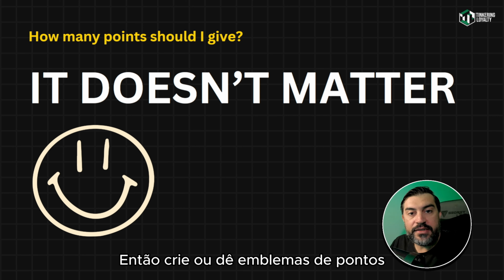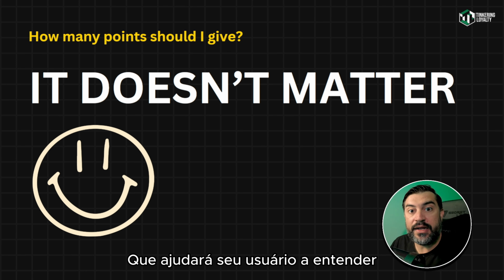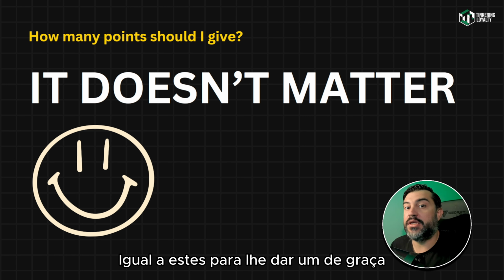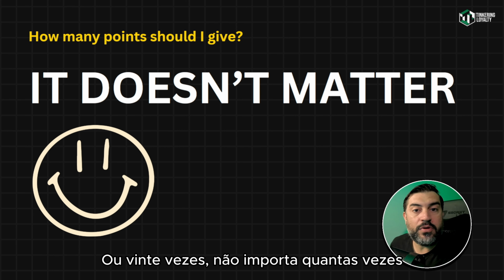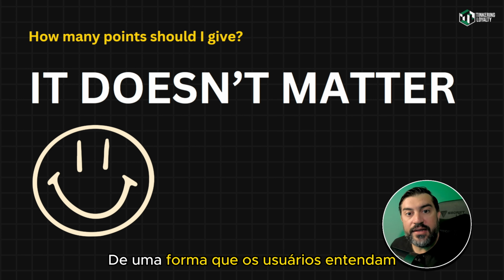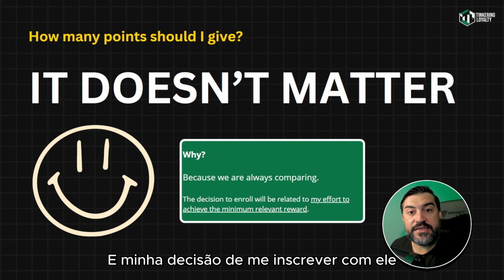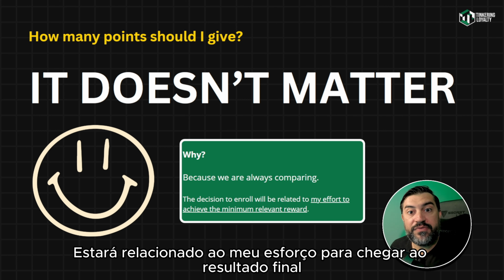So create or give points, badges, stamp cards in a way that will help your user understand what you want from them. I want you to buy 10 equal of this to give you one for free, or 20 times. No matter how many times. You need to assign your currency value in a way that the users understand, because we are always comparing, and my decision to enroll with it will be related to my effort to get to the end result.